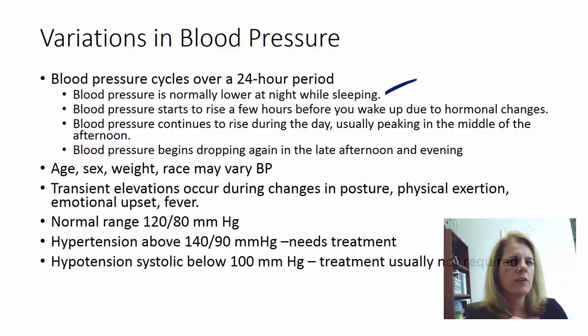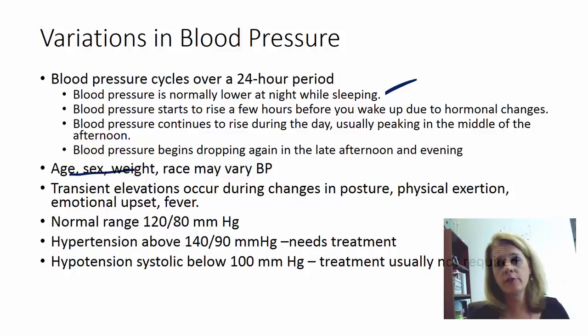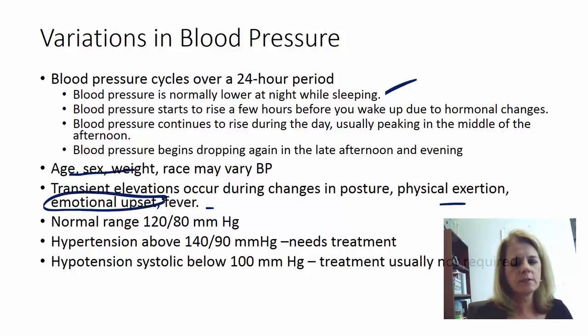It does vary based on age and sex and weight and race. Okay, so if you have high blood pressure, it could be hereditary, and it also may be some variables that you can't control, like how old you are, what your sex is, how much you weigh, and what your race is. It can also change just by moving. So changes in posture, physical exertion. If you're upset, if you have fever, remember that sympathetic nervous system? You're nervous, so your blood pressure will go up. If you've got a fever, your blood pressure can go up.